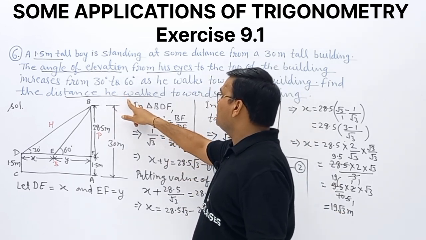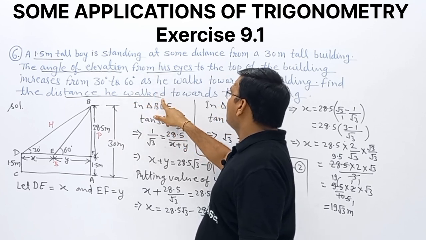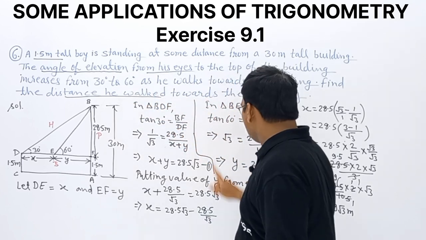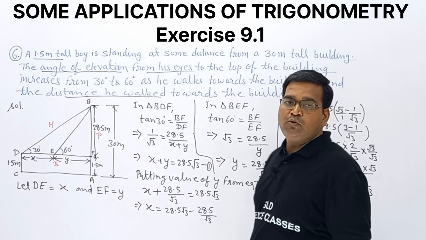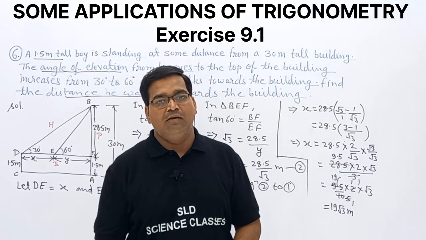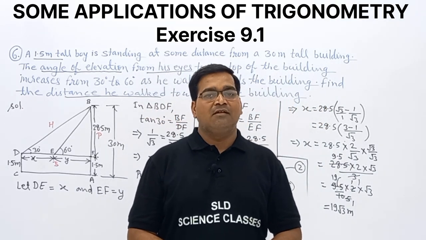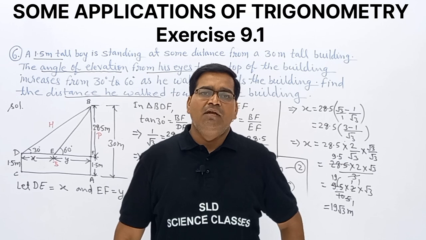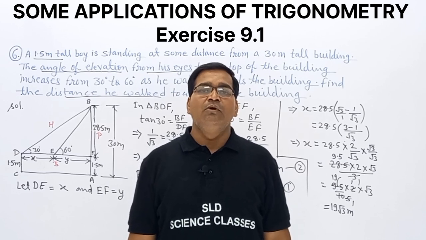So the distance the boy walked towards the building is 19 into square root of 3 meter. That will be the answer. I hope you understand this question. That's all about this question. Thank you so much.